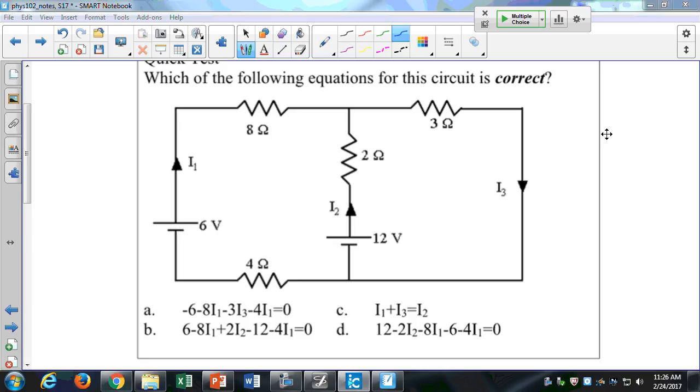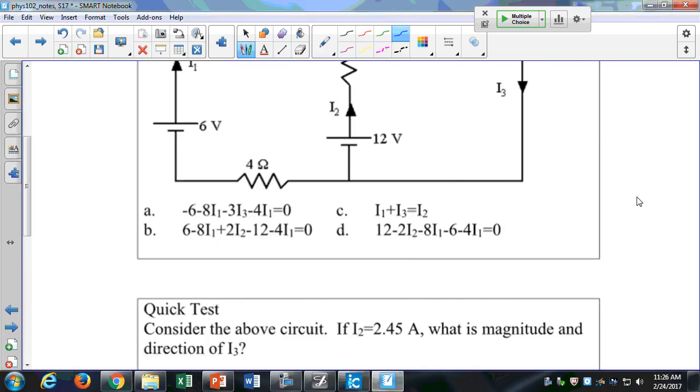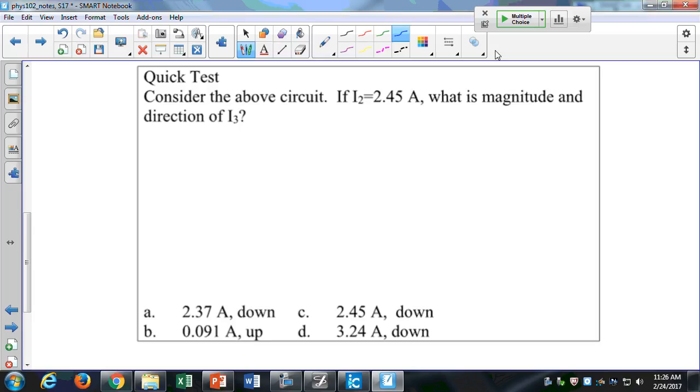We'll see another one on the test. Similar to that on the test, but let's see. Let's do this one too. I like to do this. If the current I2 is 2.45 amps, what is the magnitude and the direction of I3? I2 equals 2.45, positive 2.45. What is the magnitude and the direction of I3?